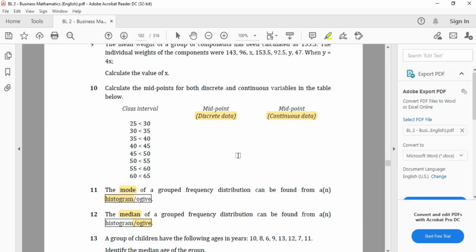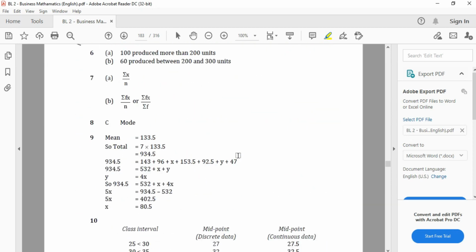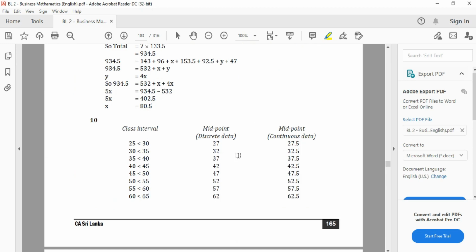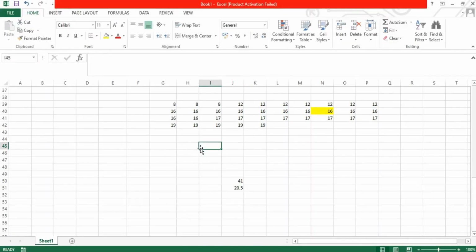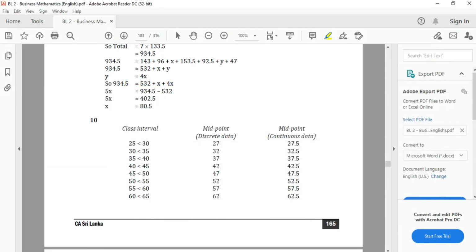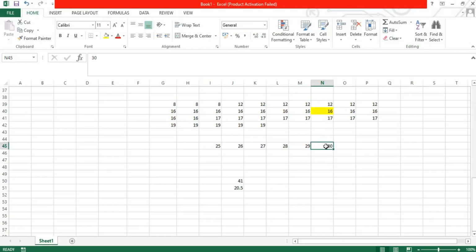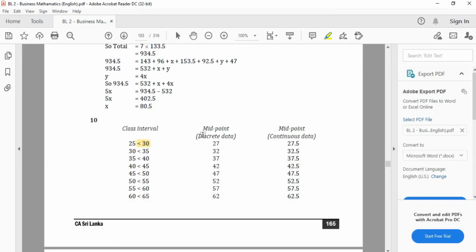So what you need to do for the midpoint in a discrete data, well, it's 25 to 30, so it is basically 25, 26, 27, 28, 29, 30. By the look of it, it's just less than 30, it's not equal to 30. Therefore, you can ignore 30. In that case, 27 will be your discrete data's midpoint.